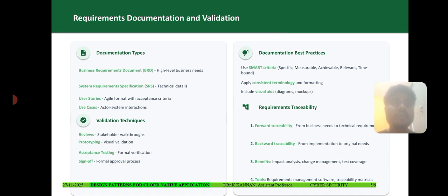which is nothing but running the process faster, running the system faster. Use cases are for actor-system interaction. Validation techniques are reviews from stakeholders, walkthroughs, prototyping for visual validation, and also acceptance testing and formal verification. These are called verification and validation techniques, and documentation best practice.